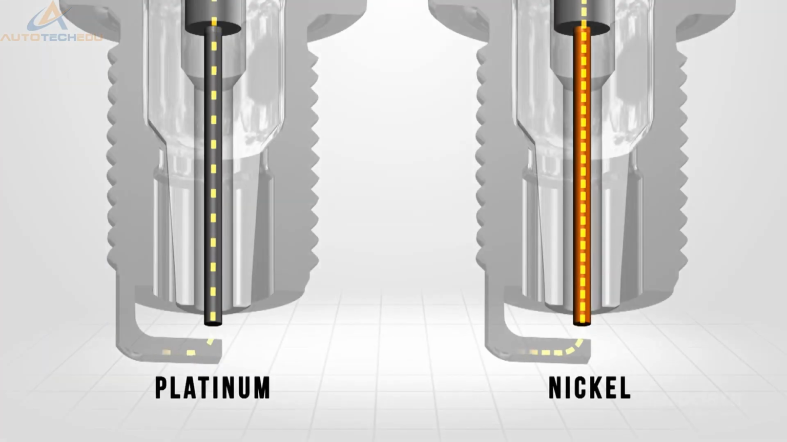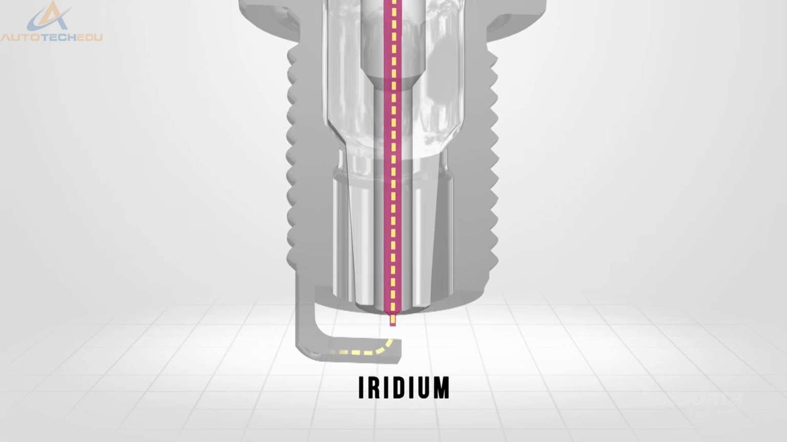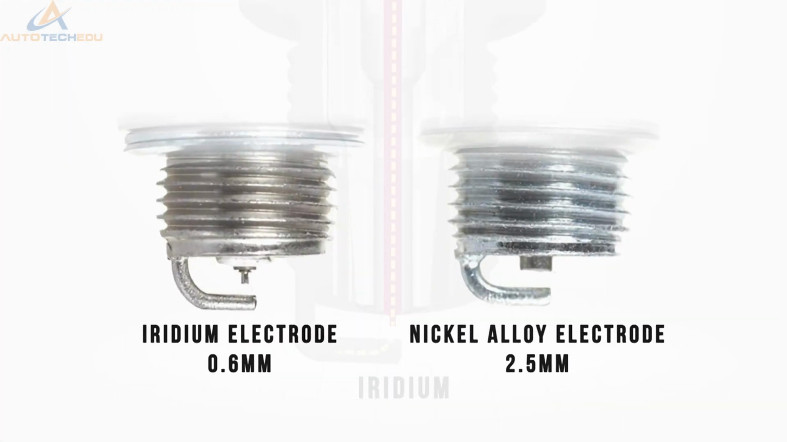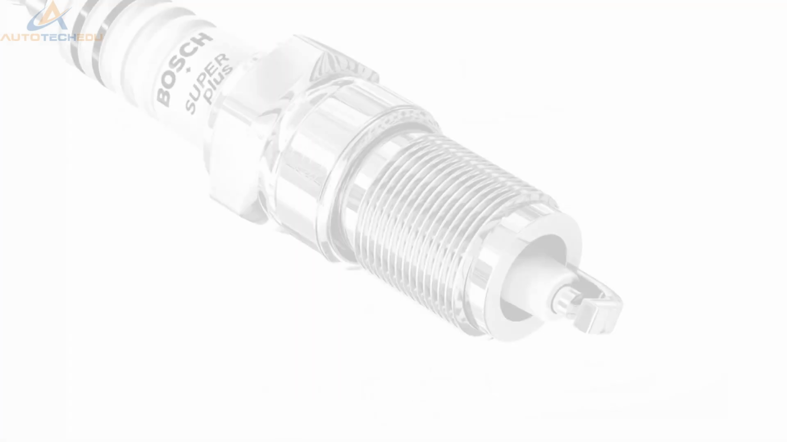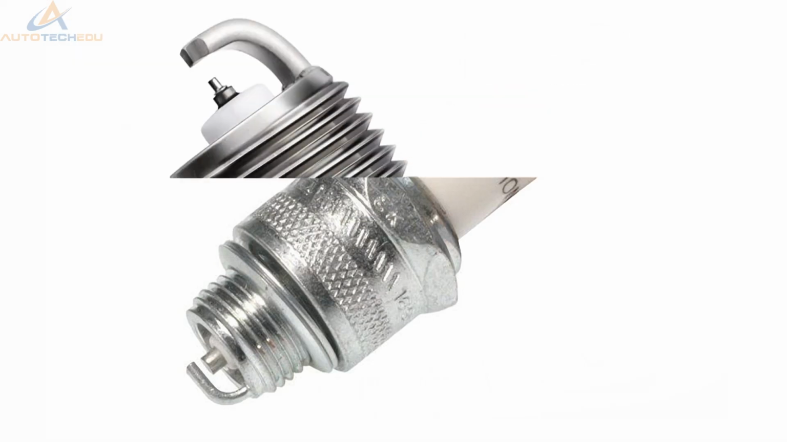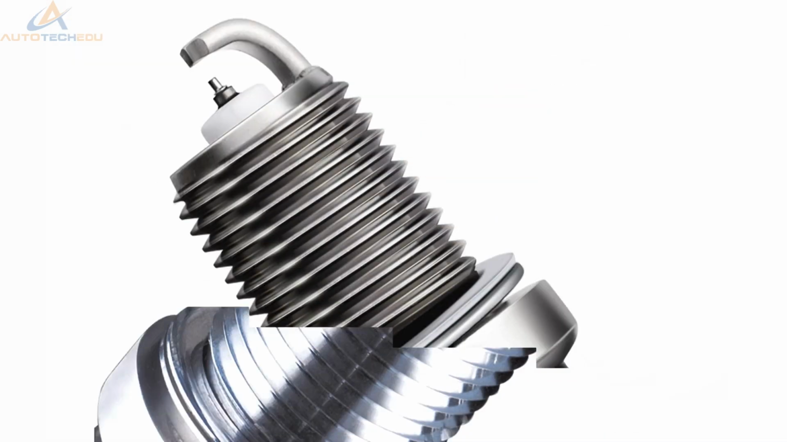Platinum, on the other hand, has excellent corrosion-resistant properties, but does not conduct electricity as well as the nickel alloy type. Iridium is a good conductor and can be up to 6 times harder than platinum. As a result, an iridium electrode can be formed utilising a small fine tip, contributing to a greater spark concentration. The material used in electrode construction has a direct impact on the service life of the spark plug.